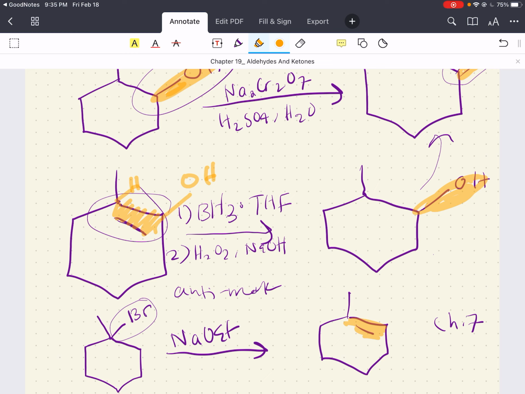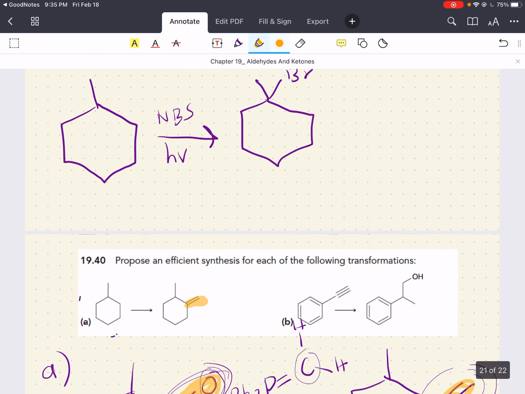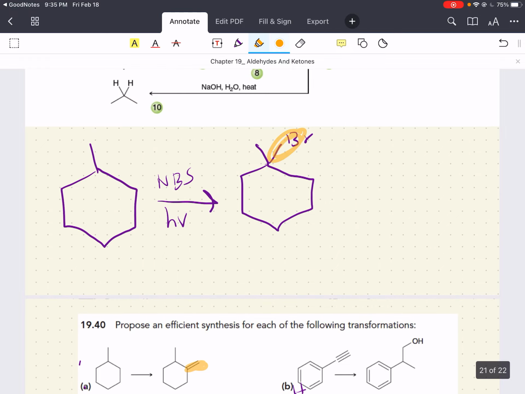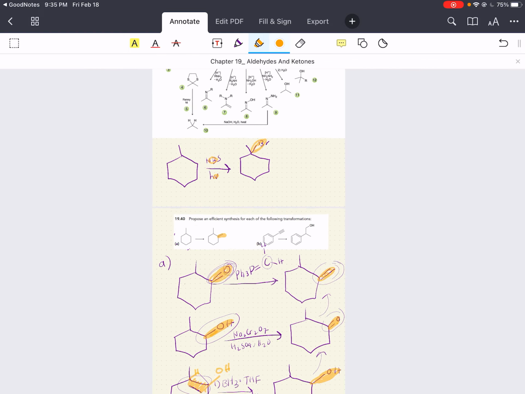Well, if we had some halogen group nearby, we can do an elimination reaction and form that double bond. And we know the reagent to use because we covered that in chapter 7. And now your final question to ask is, well, how did we get a halogen on there? Oh, we can use NBS and light to add a bromine there. All right, so we just worked backwards from the reaction.